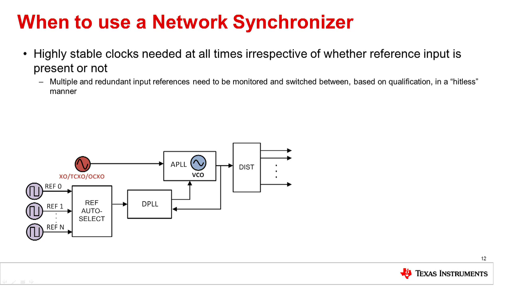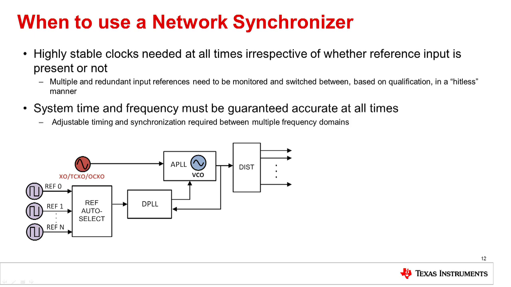A network synchronizer provides a highly stable clock, at all times, irrespective of the presence of a reference input or not. Redundant inputs are monitored and switched over based on qualification and priority in a hitless manner with very low phase disturbance. The digital phase lock loop, or DPLL, provides a holdover function on loss of reference and can be programmed to loop bandwidths of less than 1 Hz. Imagine the size of a capacitor you'd need to achieve a sub 1 Hz bandwidth in the analog domain.